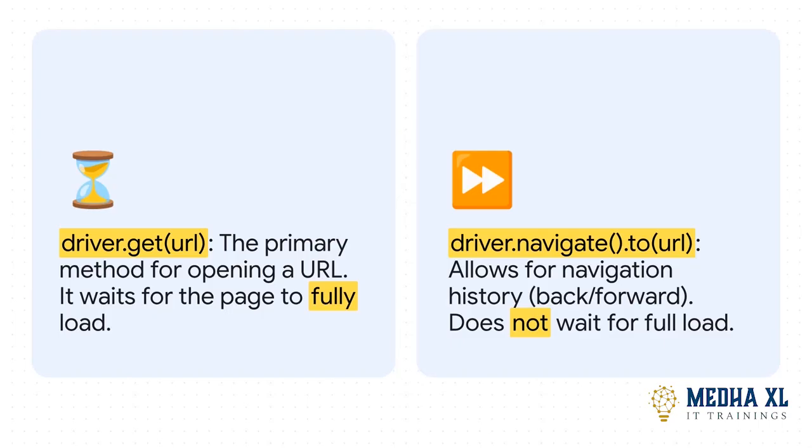You might see two different ways to open a URL, and it's important to know they aren't the same. Driver.get is your go-to, your bread and butter. It's patient, it will wait for the page to completely load before your script moves on. Driver.navigate.to is a bit different. It's part of a whole family of navigation commands that let you go back, forward, and refresh, just like your browser buttons. It's more flexible, but it doesn't wait for the page load in the same way.